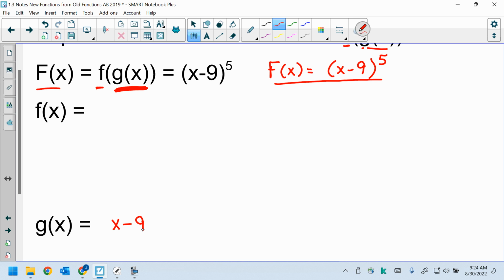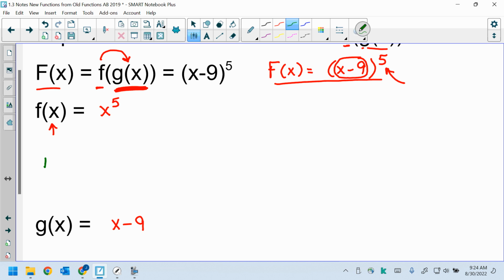Now to figure out what the f function is, f says, what is it that you're doing to the stuff inside? Well, it looks like I'm taking the stuff inside and I'm raising it to the fifth power. So if what's inside is an x, take what's inside and raise it to the fifth power. So I find g first and then I find f.